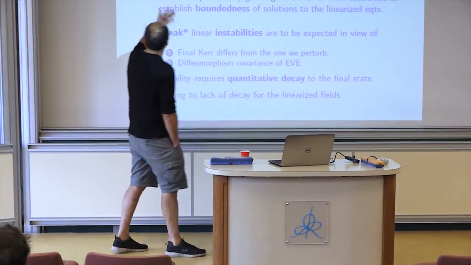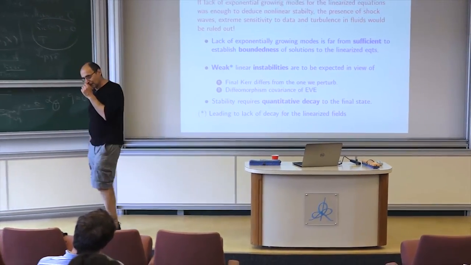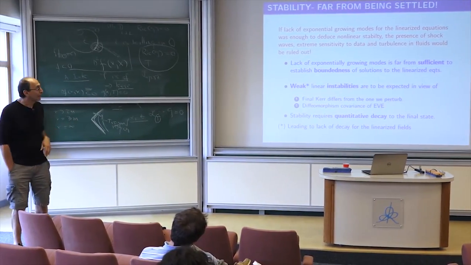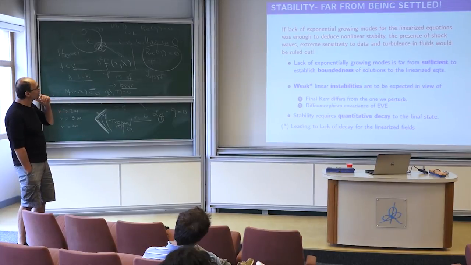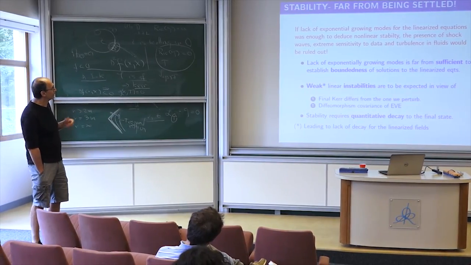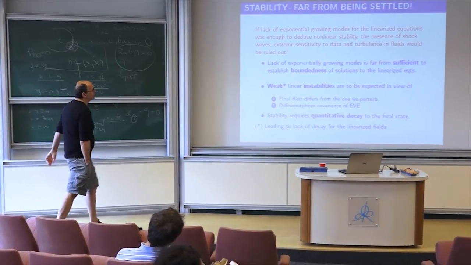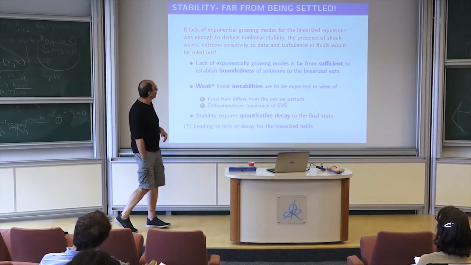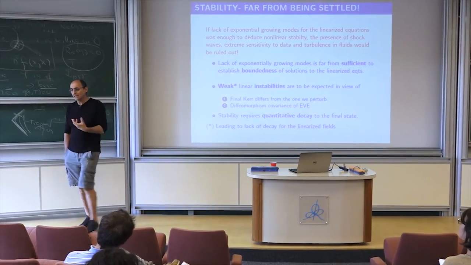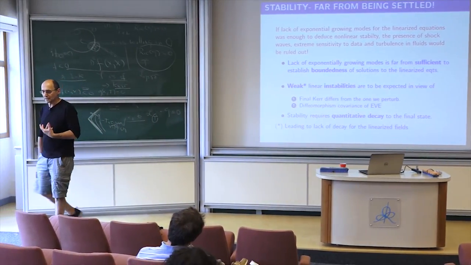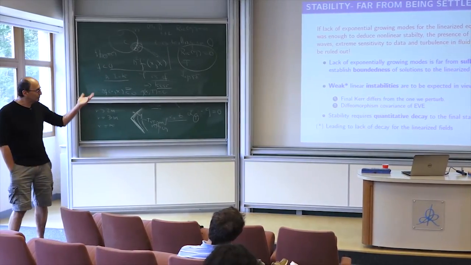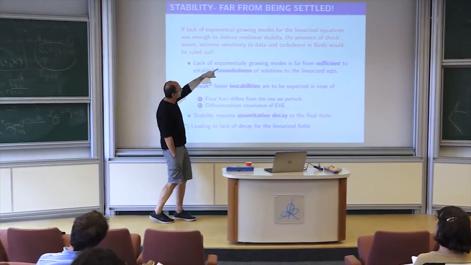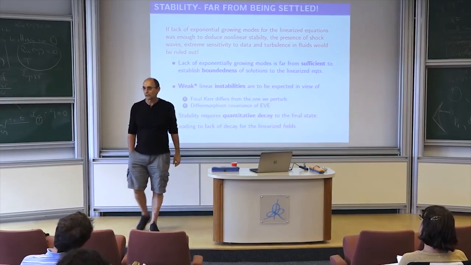Now, physicists declare victory, of course. Typically, if they show a result, then they immediately claim that they understand the whole thing, often. And I want to point out that if lack of exponentially growing modes for the linearized equations was enough to deduce nonlinear stability, then the presence of shock waves, extreme sensitivity to the data, and turbulence in fluids would be ruled out. So if you think that lack of exponentially growing modes is enough to understand stability of the nonlinear problem, then you have a problem, because in all these cases, when you linearize, you see immediately that there are no exponentially growing modes, and yet there is all of this.